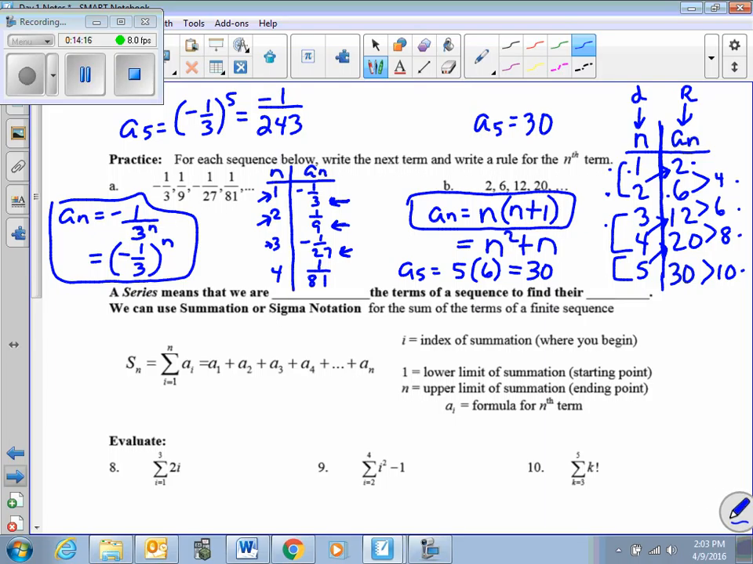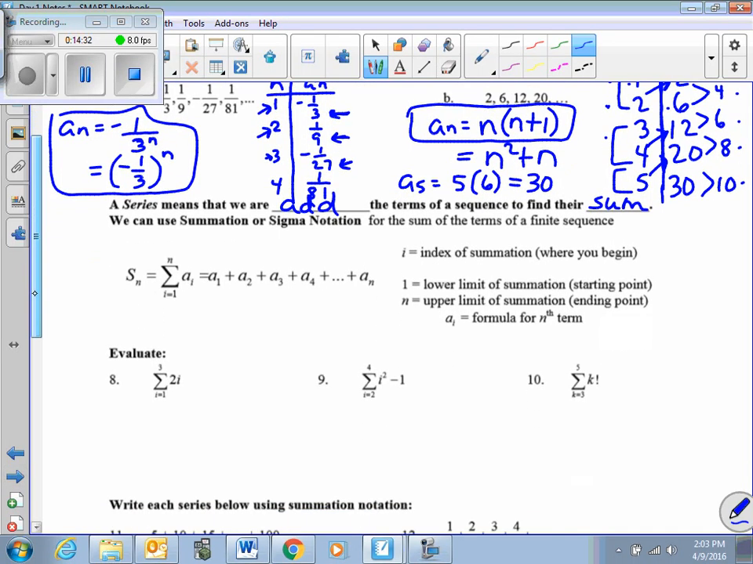Okay, so a series just means that I'm going to take a sequence and add the terms of it. A series is just taking the terms of a sequence and adding them, and of course we want to find the sum of all those terms. We can use sigma notation to find the sum. Here's a sigma, this large Greek letter here. Sigma notation means I'm going to find the sum of all of these things. So this means sum, of course. I use the sigma notation to designate sum.